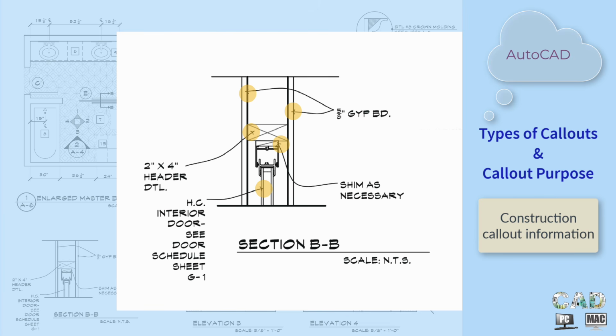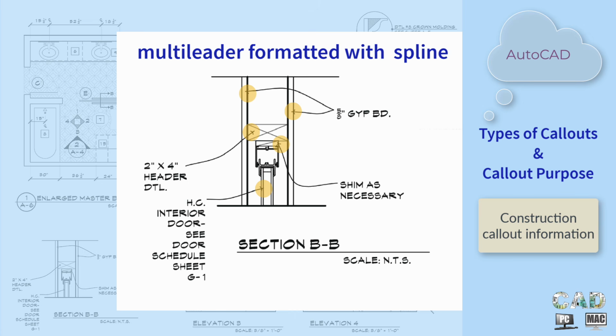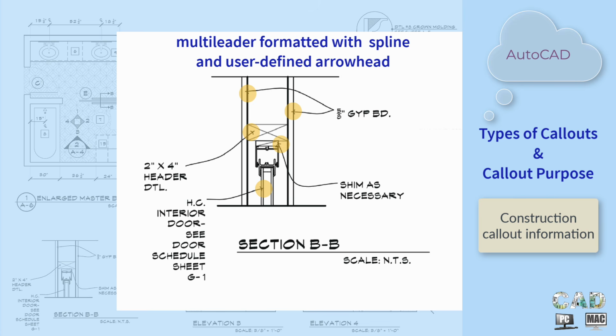Like the other examples shown on this sheet, the multileader was formatted with a spline. However, this style is formatted with 3 or more points instead of 2 and terminates with a custom or user-defined arrowhead.